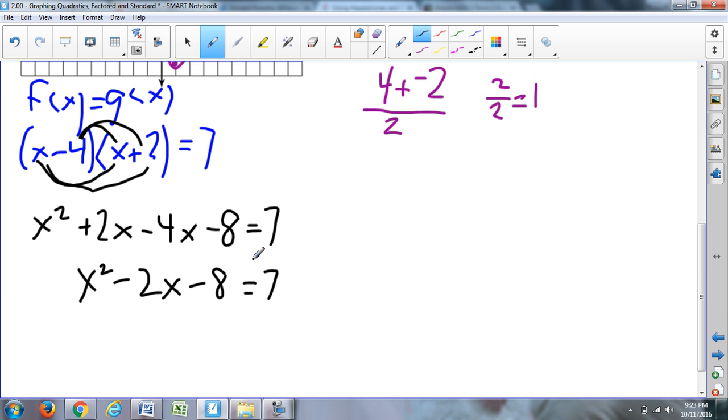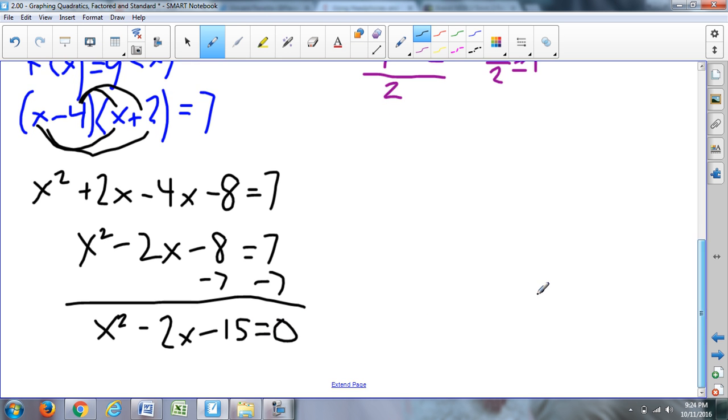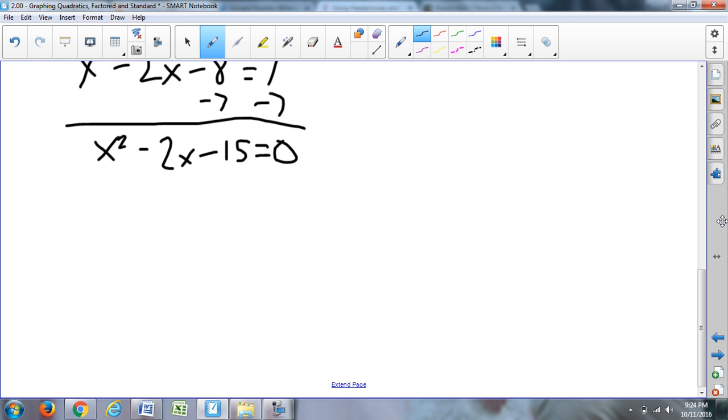So I'm going to subtract 7 from both sides. And I get x squared minus 2x minus 15 is equal to 0. But I don't want to have to guess and check in this form, so I'm going to now take this new equation and try to get it to factor form.